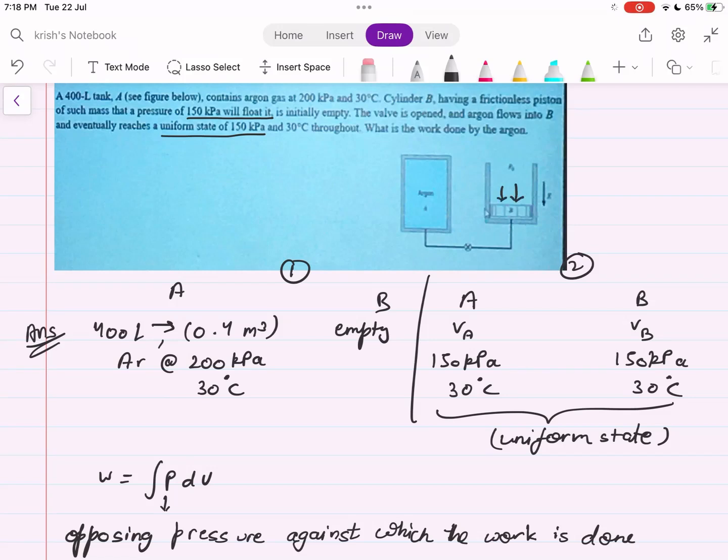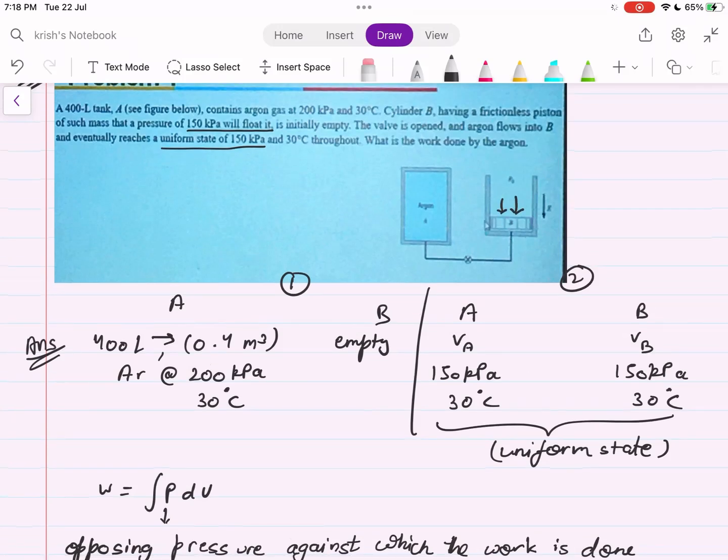by the piston. An important thing to keep in mind is that it is not 150 kilopascals plus atmospheric pressure, right? In the question, it will give you the total pressure that is required for the piston to move. So don't do it like 150 kilopascal for the piston plus an additional P atm of, I think it was 101 kilopascal. Don't do that. The pressure given in the question is the pressure that you have to find the work against, right?